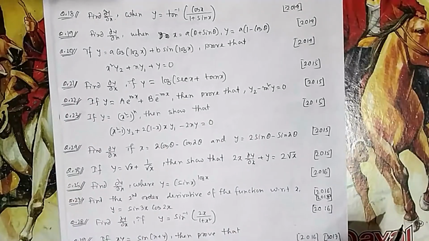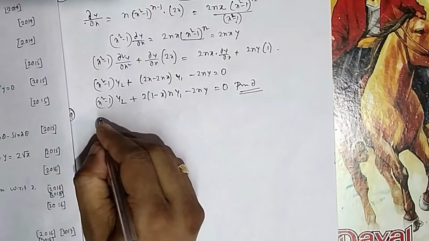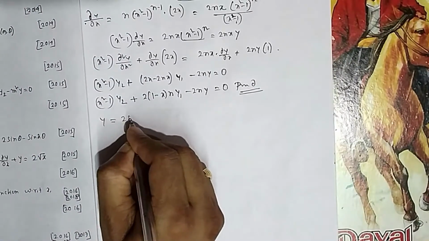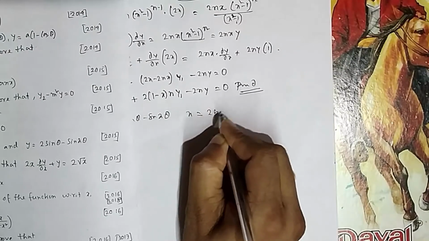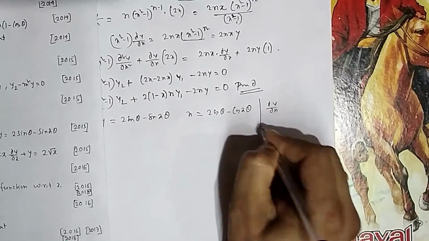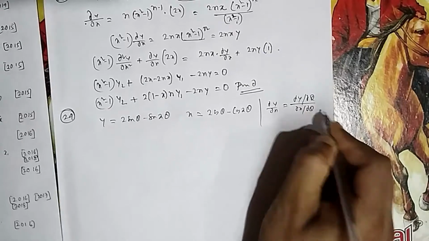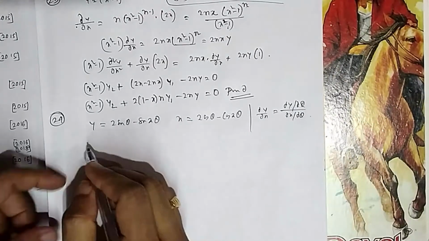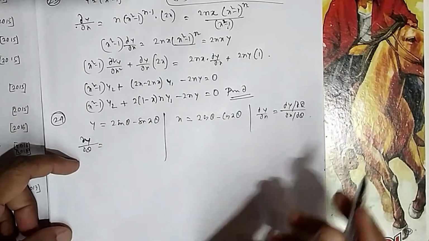Now if you come to question number 24, find dy/dx. Again it is of parametric format. So y is equal to 2 sin θ − sin 2θ and x is equal to 2 cos θ − cos 2θ. They have asked you to find dy/dx. What you will do: dy/dθ divided by dx/dθ, parametric form, because there is no direct relation between y and x, there is a via relation, so you have to differentiate with respect to θ, then divide.